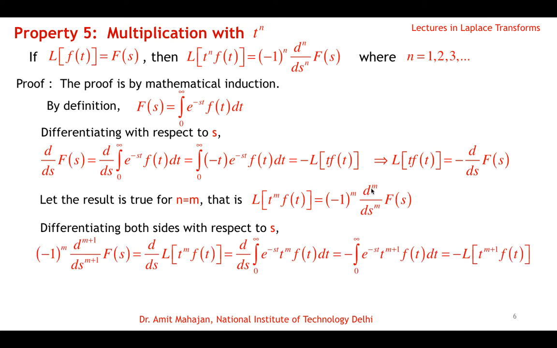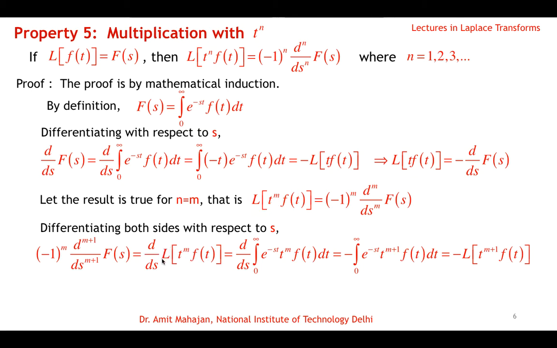So on the right hand side, minus 1 raised to power m is constant. So one more derivative means this derivative will become the m plus first derivative of F(s). Okay, so minus 1 raised to power m plus 1 times the derivative of F(s), and on the left hand side it is the derivative with respect to s of this Laplace.